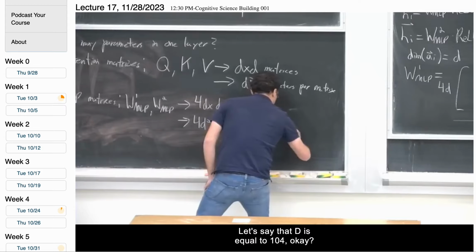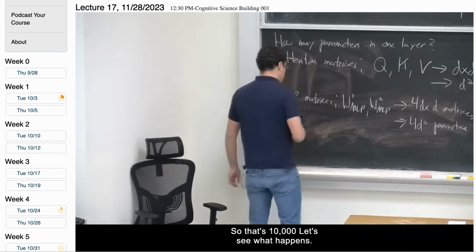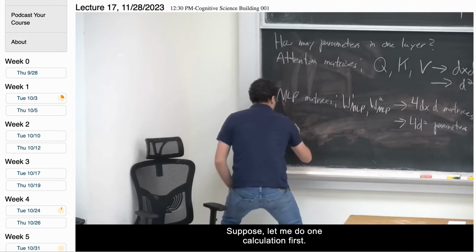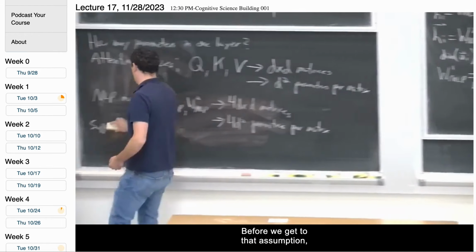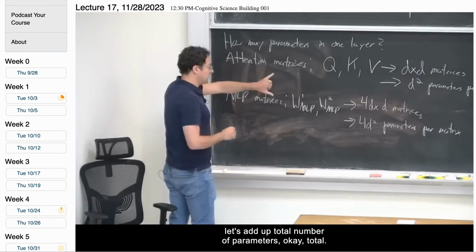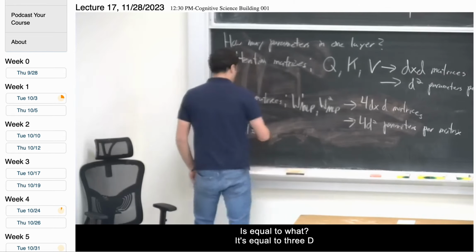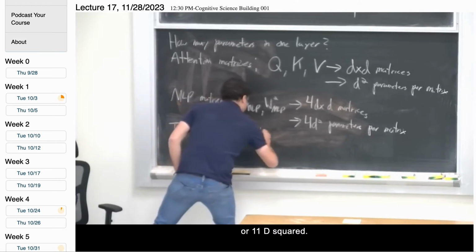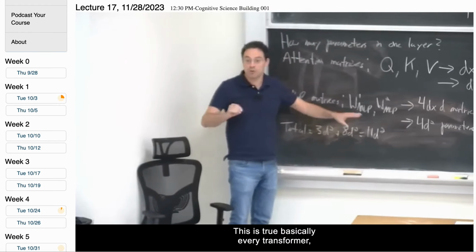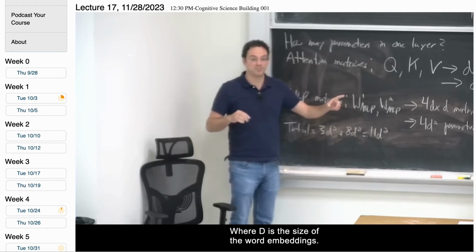Let's say that D is equal to 10 to the 4. Okay, so that's 10,000. Let's see what happens. Actually, let me do one calculation first before we get to that assumption, which is to add up the total number of parameters. So the total is equal to 3D squared plus 8D squared, or 11D squared. This is true of basically every transformer. Every transformer per layer has 11D squared parameters in it, where D is the size of the word embeddings.